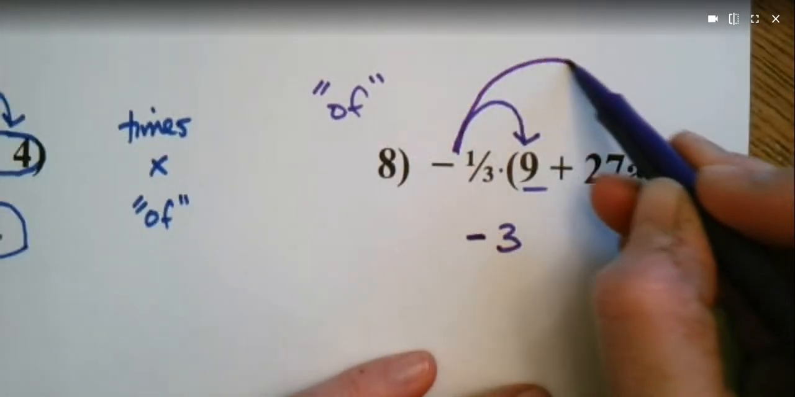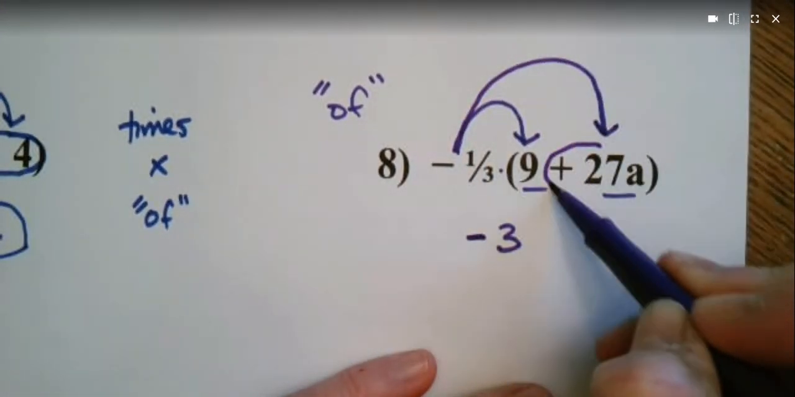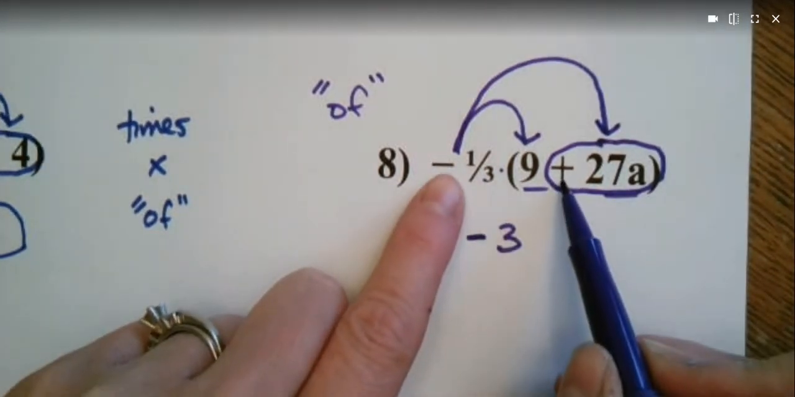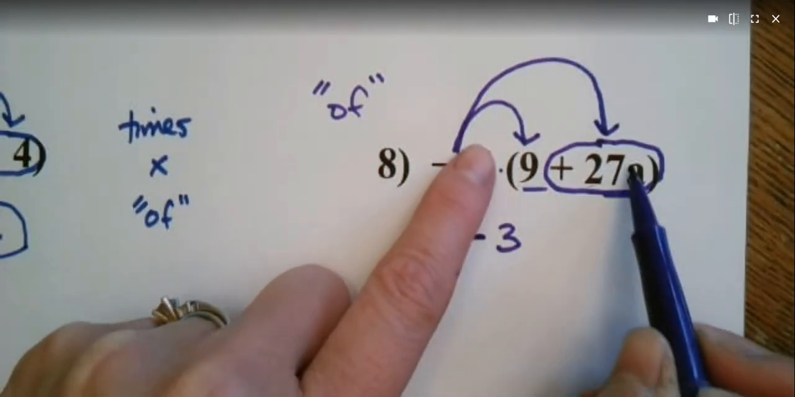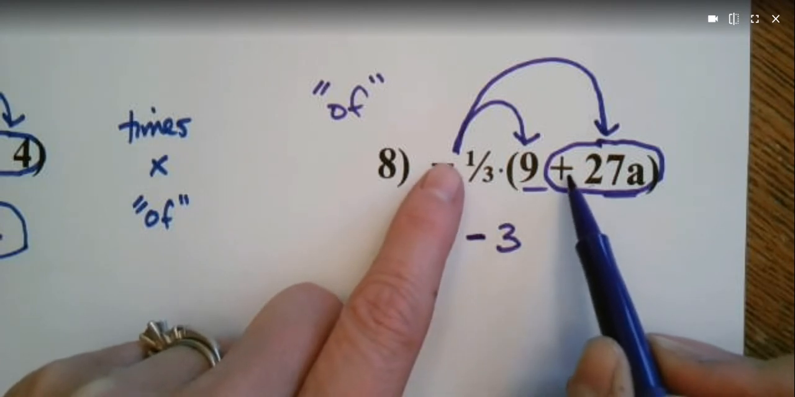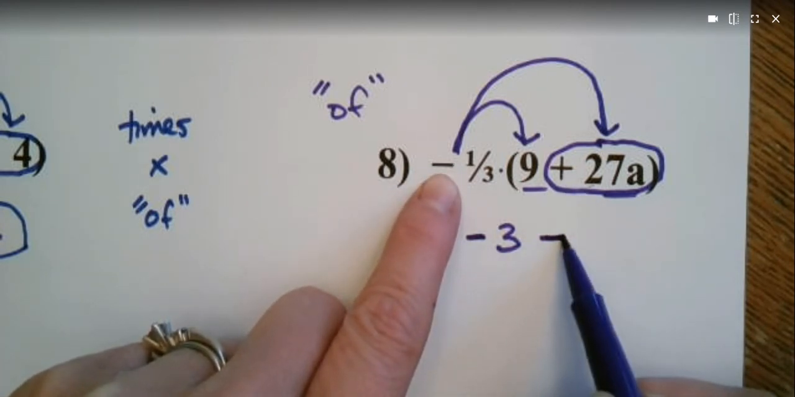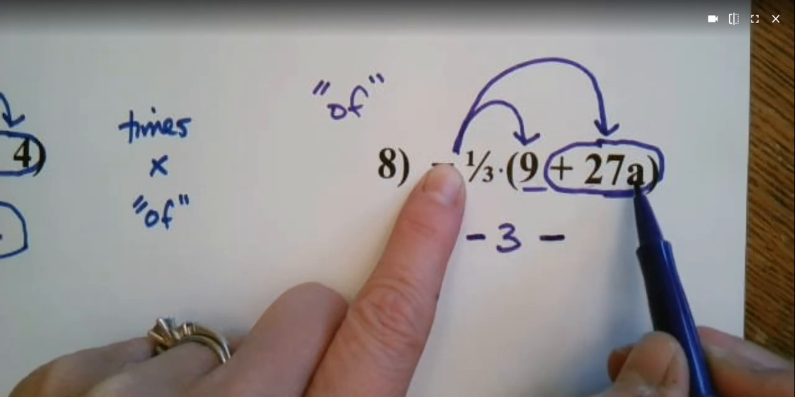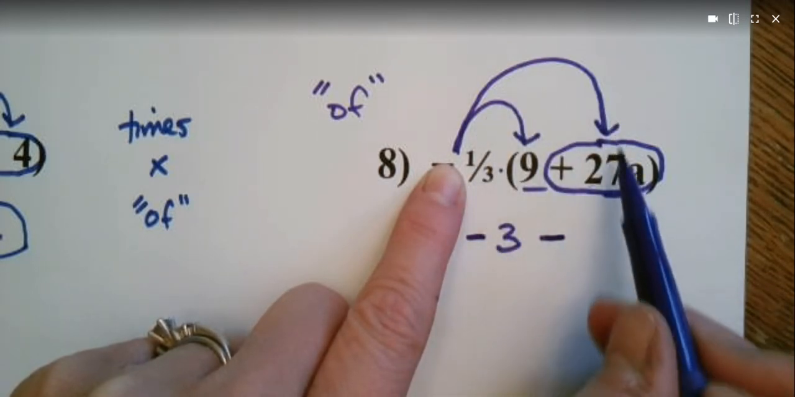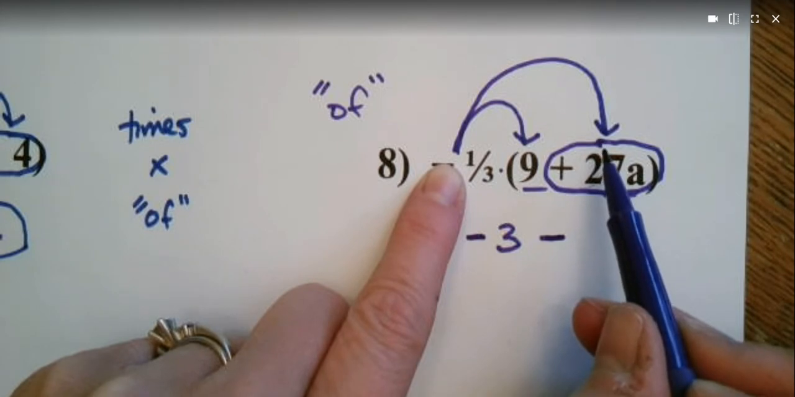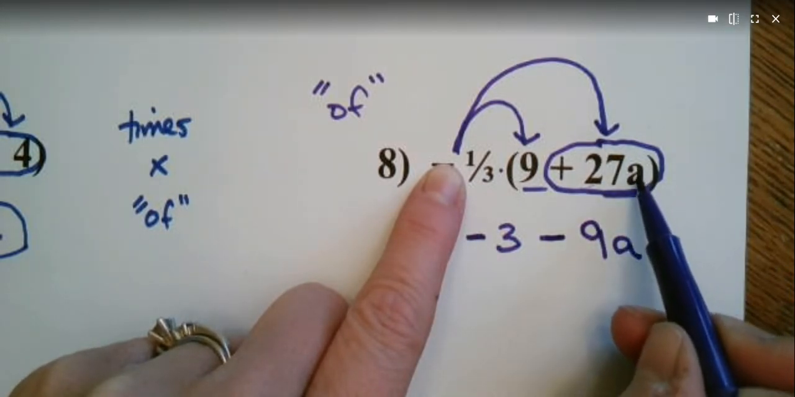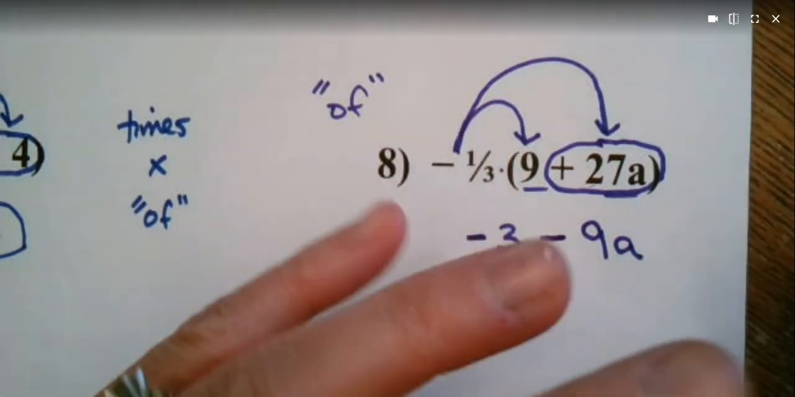Now let's do negative 1/3 times positive 27a. Right here I can see that the signs disagree. One's negative, one's positive. When the signs disagree and I'm multiplying, I get a negative answer. What's 1/3 times 27a? Think of this as apples. What's a third of 27 apples? That would be 9 apples. Sometimes when you make that variable an object, it's easier to work with.